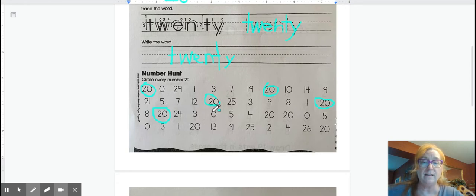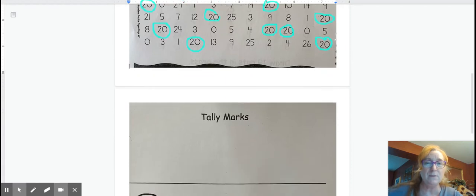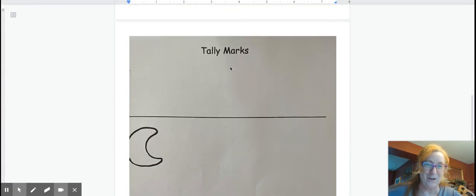That'll be very helpful for first grade. 24, 3, 0, 5, 4, 20. 20, right again. 0, 5, 0, 3, 1, 20. 13, 9, 25, 2, 4, 26, 20. Okay, so we found all the 20s, and you've had a great time practicing naming those numbers. Lots of good review.